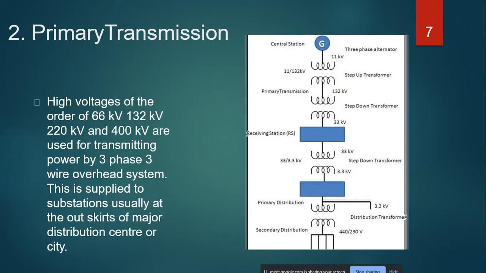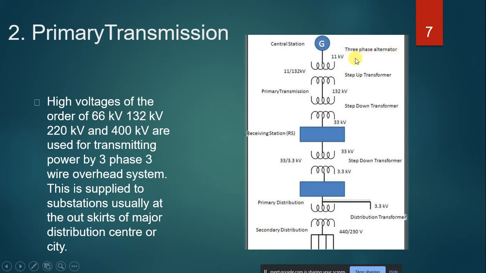Primary transmission, I have already discussed. Primary transmission is generally of 66 kV, 132 kV or 400 kV. It is possible only with a three-phase transmission system. All this stepping up is done here, before the primary transmission. You can check this diagram. In this diagram, it is very clearly mentioned.